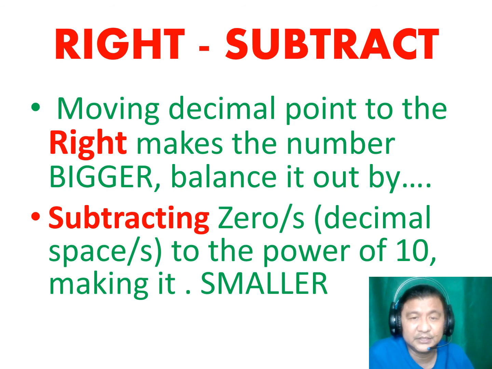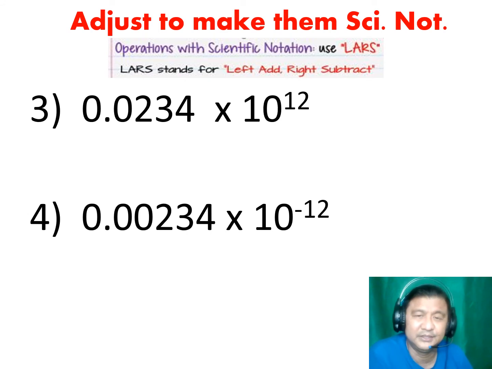Now, moving the decimal point to the right makes the number bigger. Therefore you have to subtract zeros, subtracting from the power of 10, making it smaller. That's to balance things out. You will understand it better with this example.